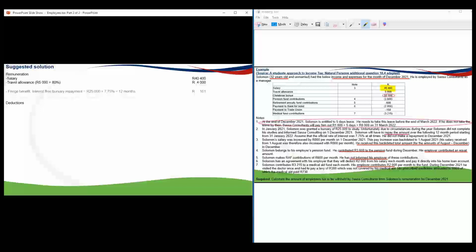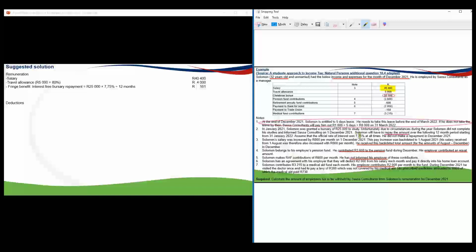Then the next line item would be the fringe benefit. Remember, that loan or that bursary that was provided in terms of note 2. That information is over here. So this person was granted a bursary of 25,000 to study. They will have to repay the amount, and they were not charged any interest. They did not make a repayment in December. So it means they were given a loan at no interest.